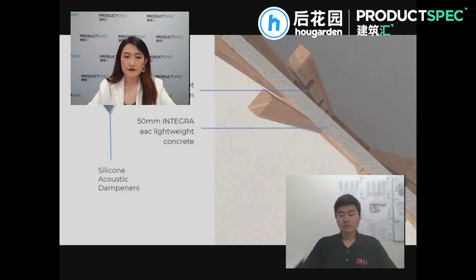These brackets are very important. In the acoustic sense, we have silicon sleeves on them, which act like acoustic dampeners. So we try to dampen any vibration through the wall connecting to the framing.